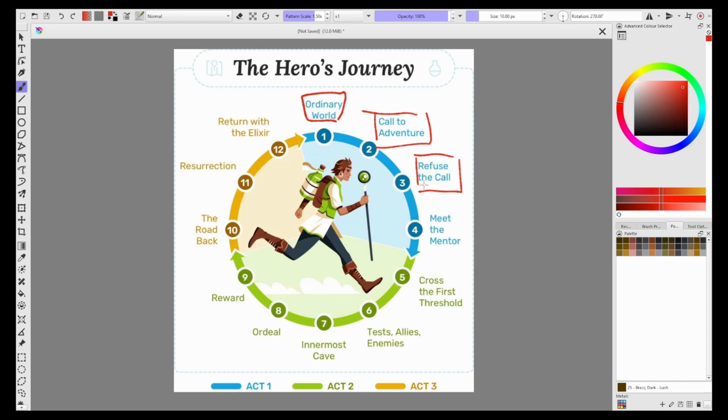And so that's very commonly how people do this, but obviously you don't have to be so literal. But generally speaking, there'll be more actual physical refusal from the character to take that step over the threshold that was presented here in the call to adventure.